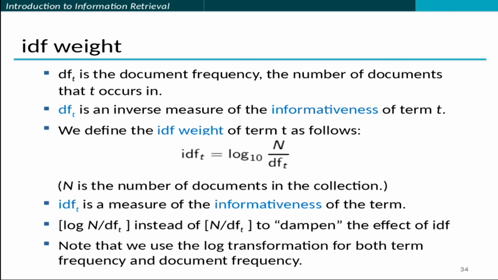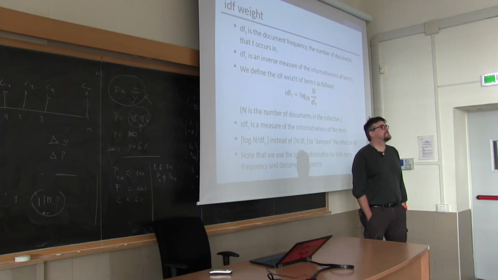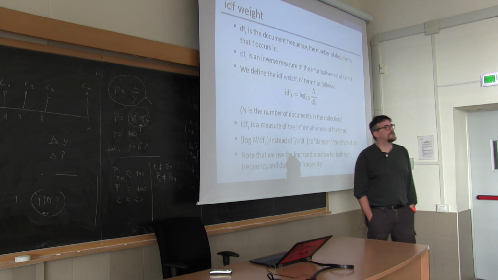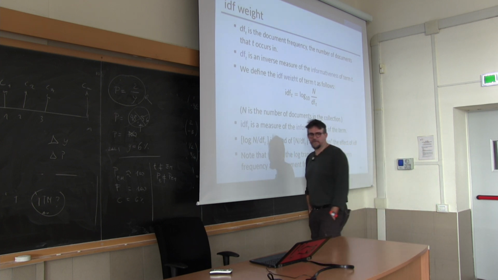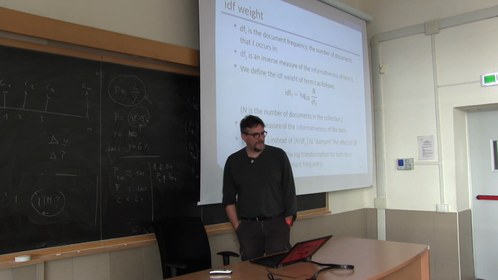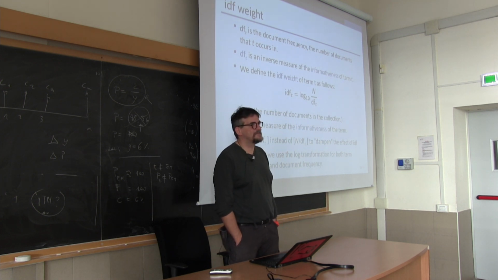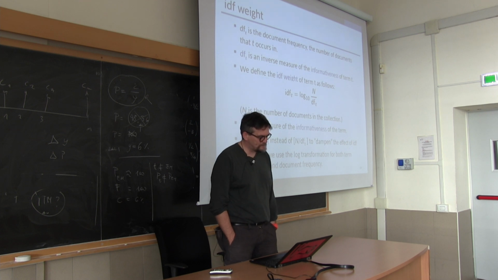So the DF is the document frequency, namely the number of documents we are counting in the collection in which the term t appears. Just to make an example, if arachnocentric or whatever it is appears in only one document, the DF is 1, the number of documents in which it appears. If it appears 10 times, it's 10, and so on and so forth.